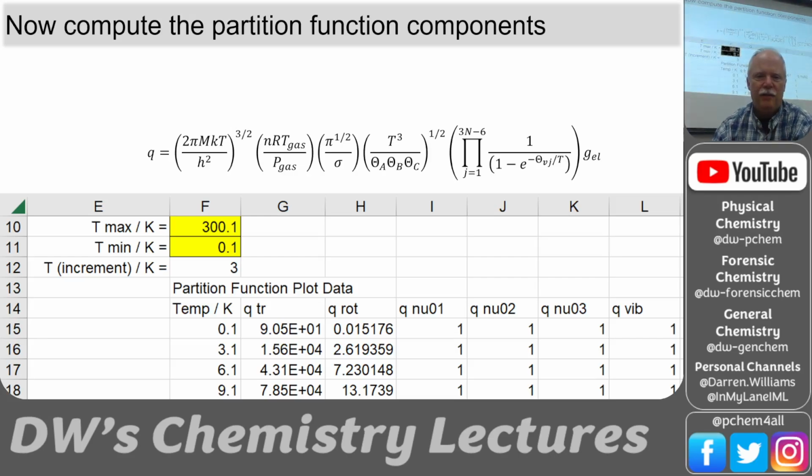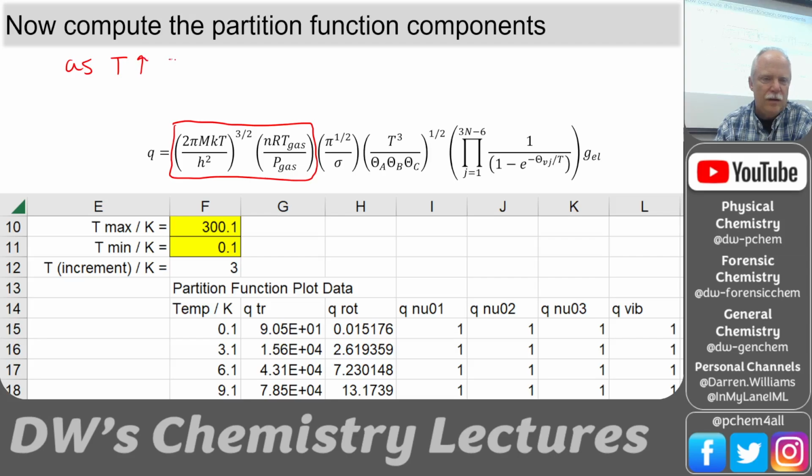Okay, so what I was saying was if you have something like the translational partition function, this is this piece right here. As temperature goes to infinity, you see temperature in the numerator, then Q goes to infinity for translation, Q trans. Does everybody see that? And then as temperature goes to 0, Q trans goes to what? Also 0.